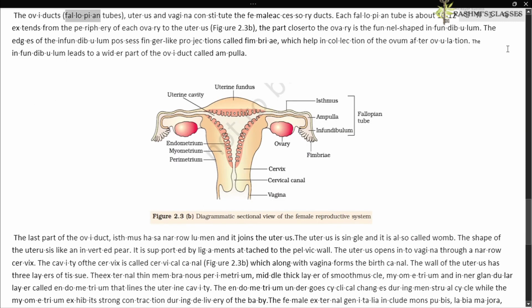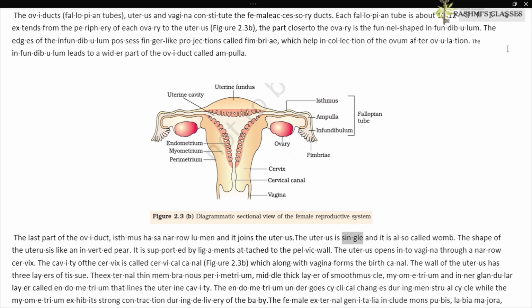The oviducts, fallopian tubes, uterus, and vagina constitute the female accessory ducts. Each fallopian tube is about 10 to 12 cm long and extends from the periphery of each ovary to the uterus, figure 2.3b. The part closer to the ovary is the funnel-shaped infundibulum. The edges of the infundibulum possess finger-like projections called fimbriae, which help in collection of the ovum after ovulation. The infundibulum leads to a wider part of the oviduct called ampulla. The last part of the oviduct, isthmus, has a narrow lumen and it joins the uterus.